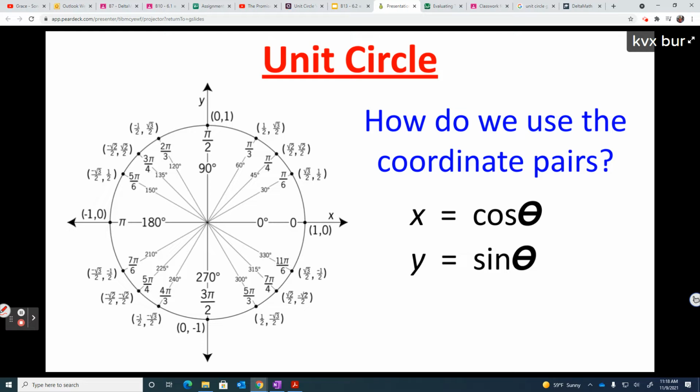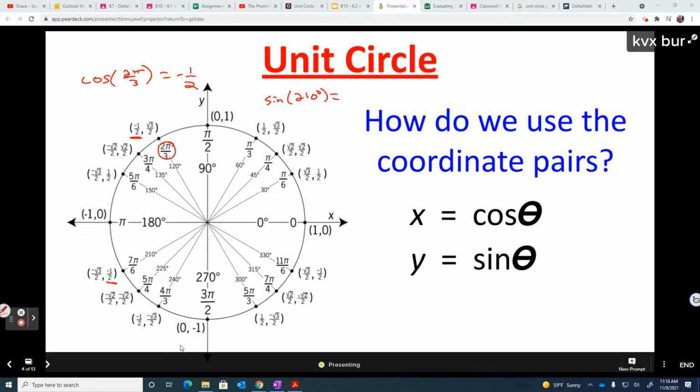So if, for instance, I asked you to find the cosine of 2 pi over 3, well, then you would go to 2 pi over 3, and you look for the x coordinate. So you could say, oh, that's negative a half. If I ask you what is the sine of 210 degrees, well, you can go to 210, and the y value is also negative a half.